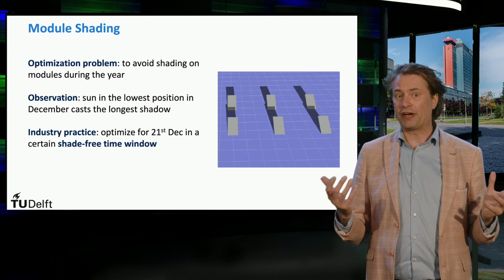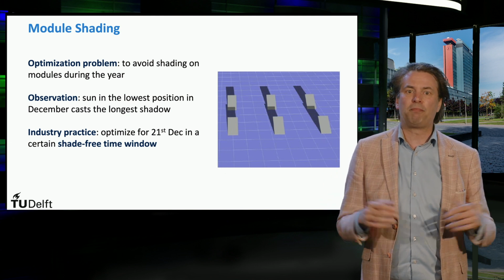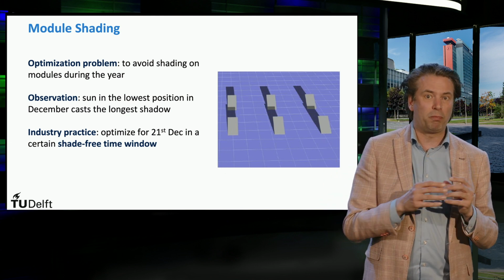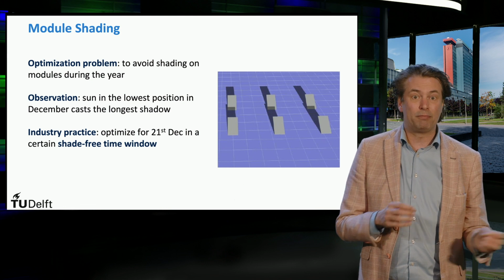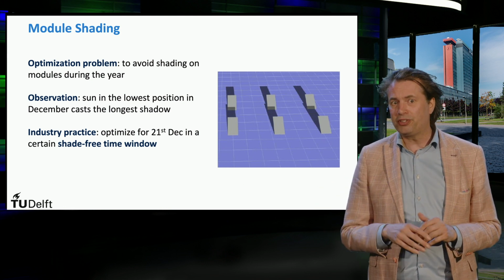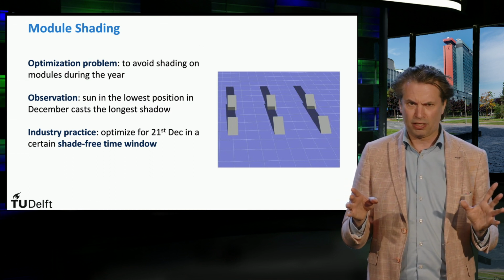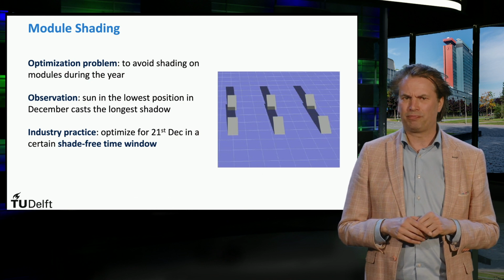Normally this shade-free interval is an input from the customer, who needs, for example, the maximum power achievable by the system from 10 a.m. to 2 p.m. Then, based on this input, the engineer calculates what should be the inter-row spacing. Let's see how to do it.